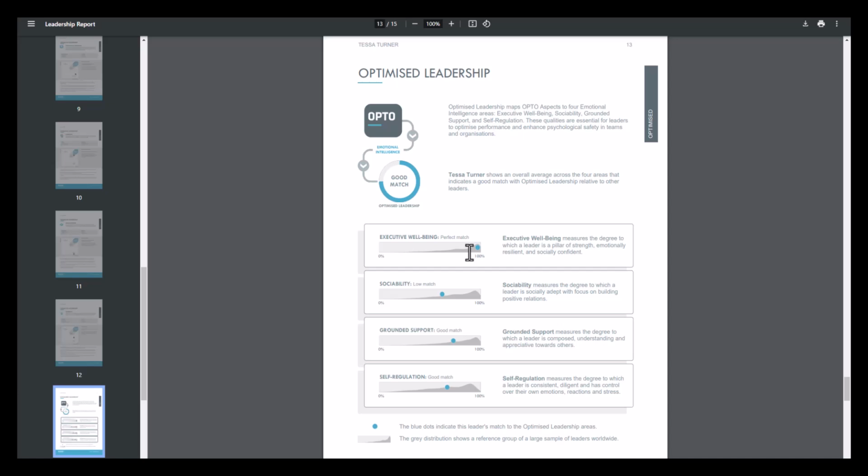It's worth noting that it's not common to achieve a perfect score of 100%. We provide guidelines for what constitutes a good match. Usually we consider 75% and above as a good match, but in OPTO leadership, we define 65 to 90% as a good match, while 90% to 100% is a perfect match, and the higher the score, the better. We also see a brief general description of each of these behavioral scales.